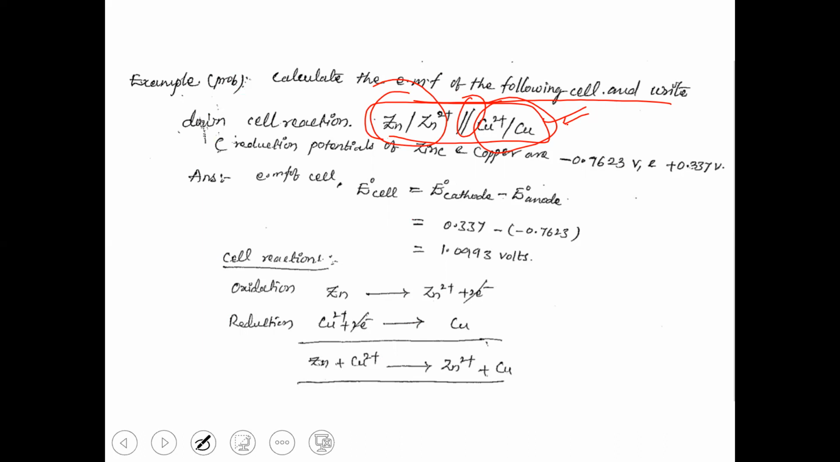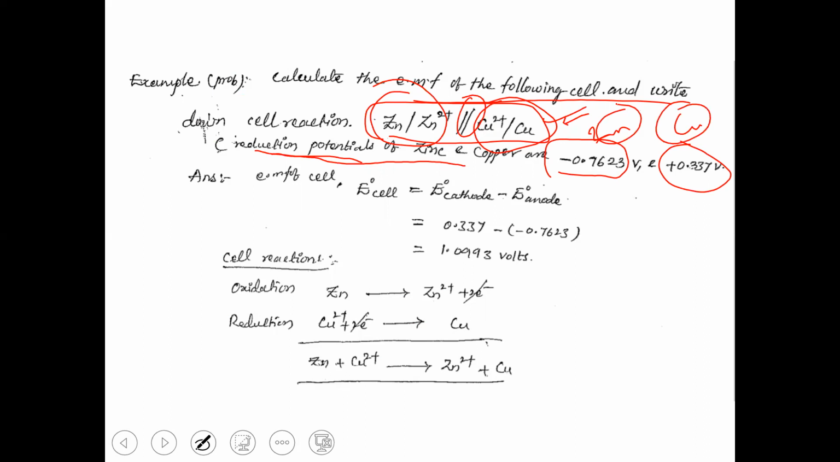So here are some reduction potentials. The reduction potentials of zinc and copper are given. Zinc reduction potential is minus 0.7623 volts, whereas copper is equal to plus 0.337 volts. So this is zinc, and this is copper.